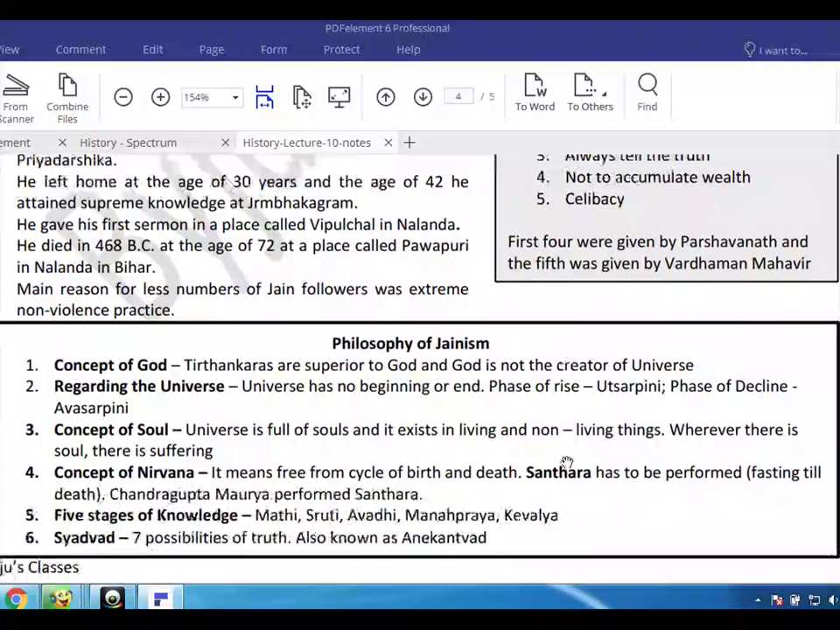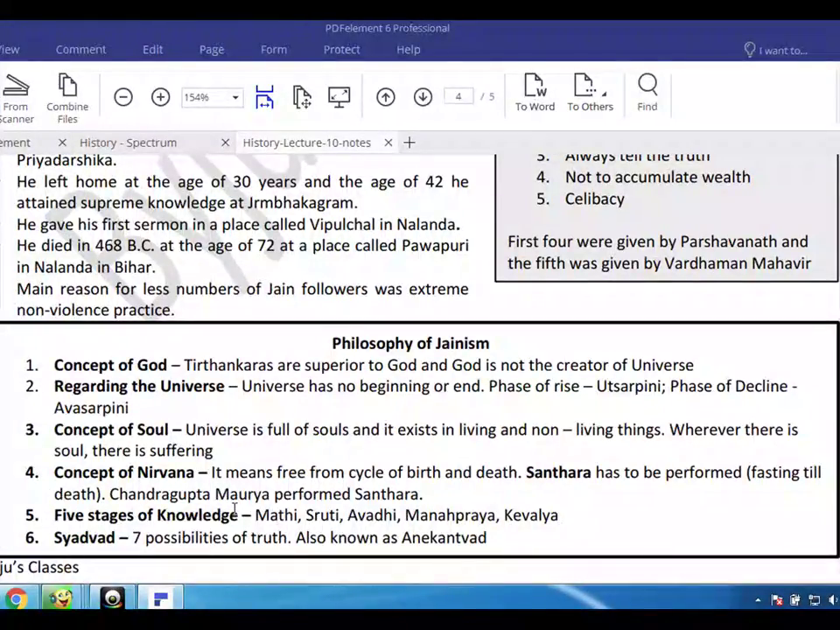Philosophy of Jainism. 1. Concept of God. Tirthankaras are superior to God, and God is not the creator of the universe. 2. Regarding the universe, it has no beginning or end. Phase of rise, Utsarpini, phase of decline, Avasarpini. 3. Concept of soul. The universe is full of souls and they exist in living and non-living things.